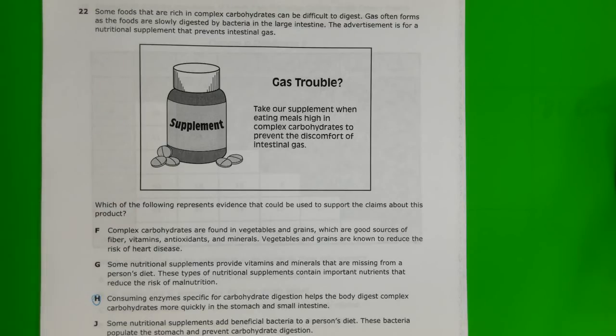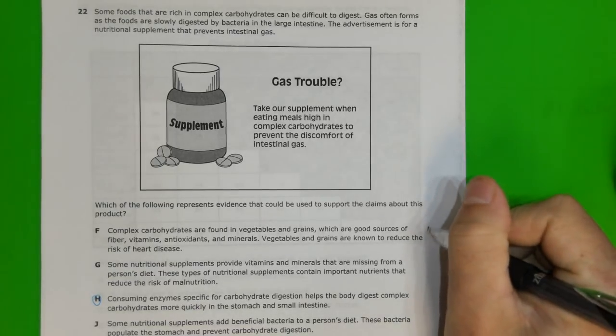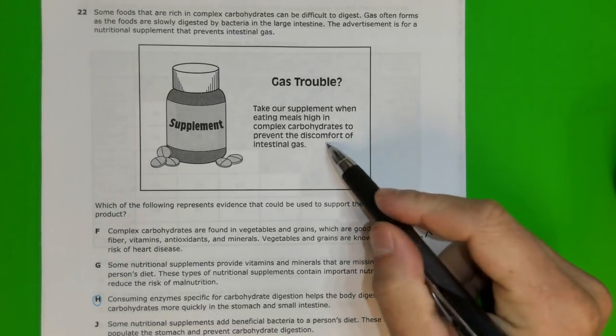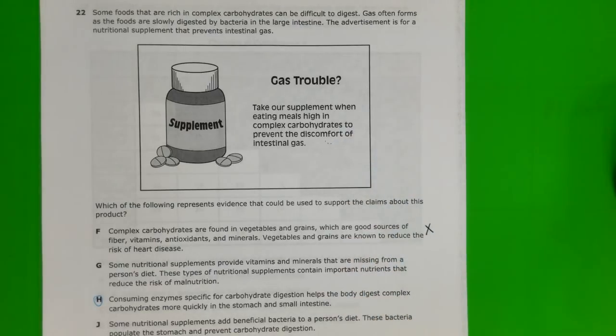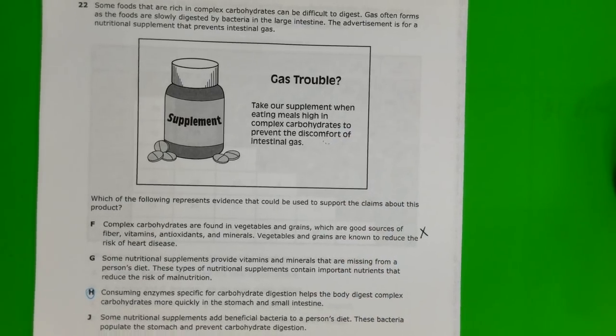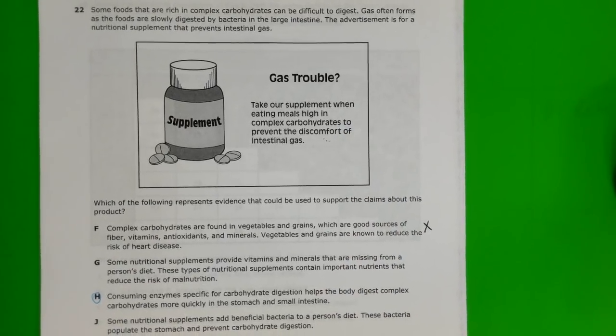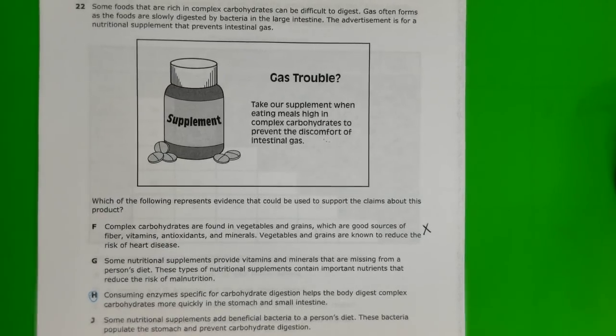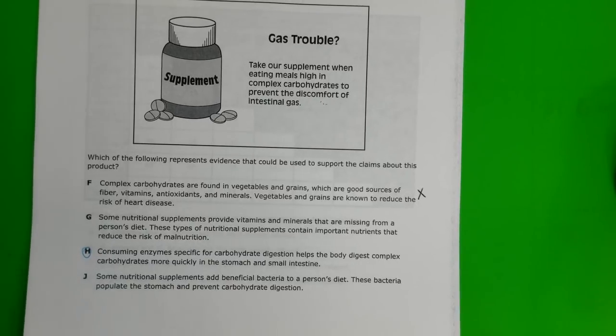Answer choice F says complex carbohydrates are found in vegetables and grains, which are good sources of fiber, vitamins, antioxidants, and minerals. Okay, well, this has nothing to do to support the claims that this is going to prevent gas. Some nutritional supplements provide vitamins and minerals that are missing from a person's diet. It's not talking about that it replaces anything.